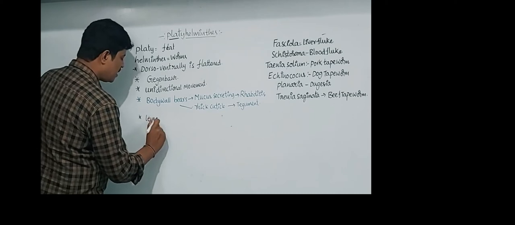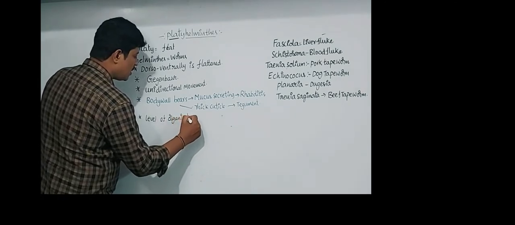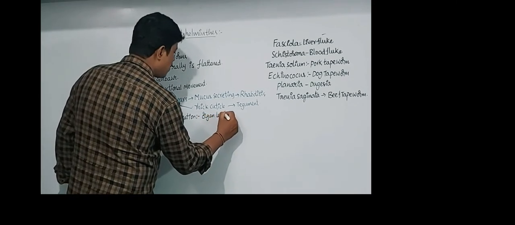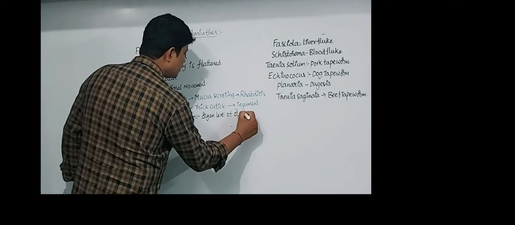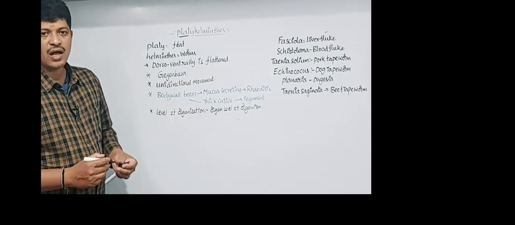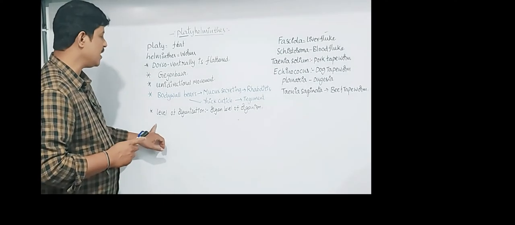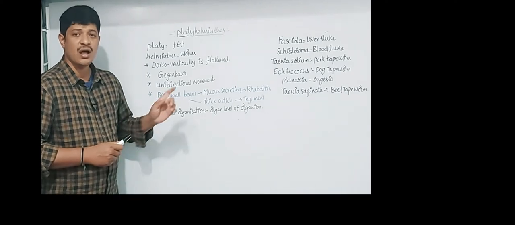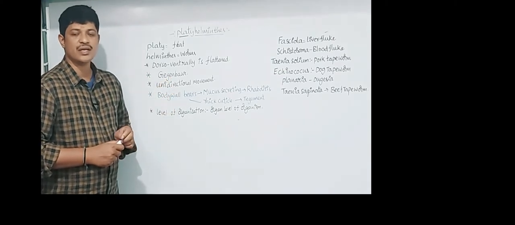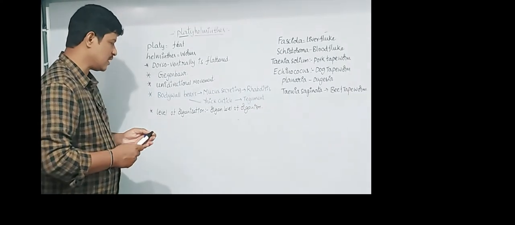The level of organization in these animals is the organ level of organization. In these animals, all the metabolic activities are carried out by the organs only. Hence their level of organization is organ level. Only this one phylum exhibits the organ level of organization, seen in these Platyhelminthes animals.